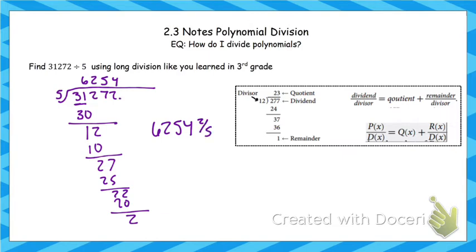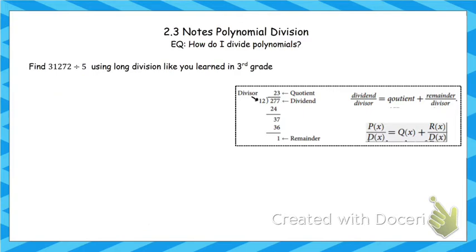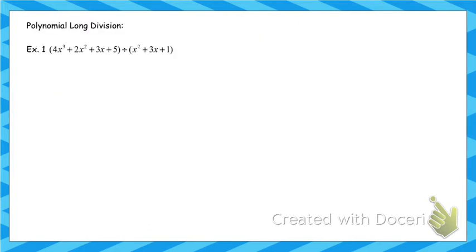Now, if you wanted to, you could put that 0.0 and bring it down, and I would get 0.4. And you know, 0.4 is the same thing as 2/5, so it's the same thing. But this fraction concept we're going to use here in a second with polynomials. So what we're going to do is the exact same process, but we're just going to look at a polynomial. So I'm going to take x squared plus 3x plus 1 and keep it on the outside. And then I'm going to put 4x cubed plus 2x squared plus 3x plus 5 on the inside.